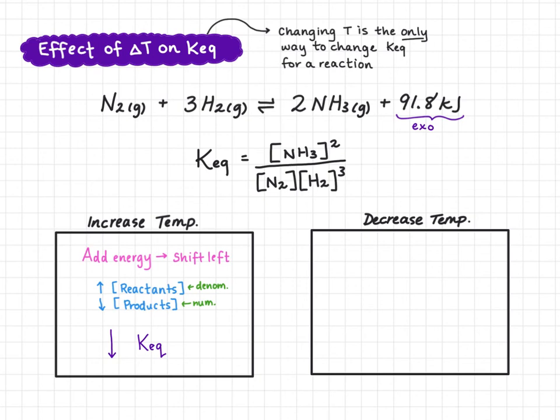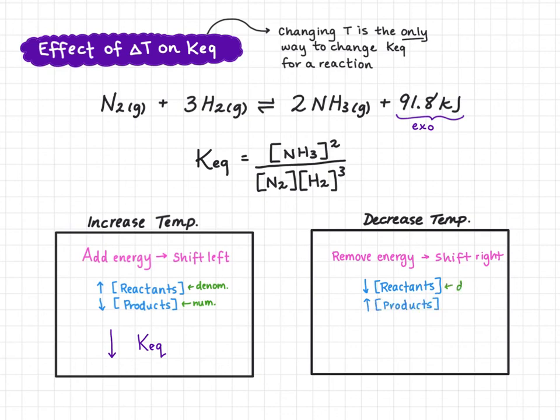So if we decrease the temperature, we are removing energy from the system. That's going to cause a shift right to replace the removed energy. A shift right will decrease the concentration of reactants and increase the concentration of products.